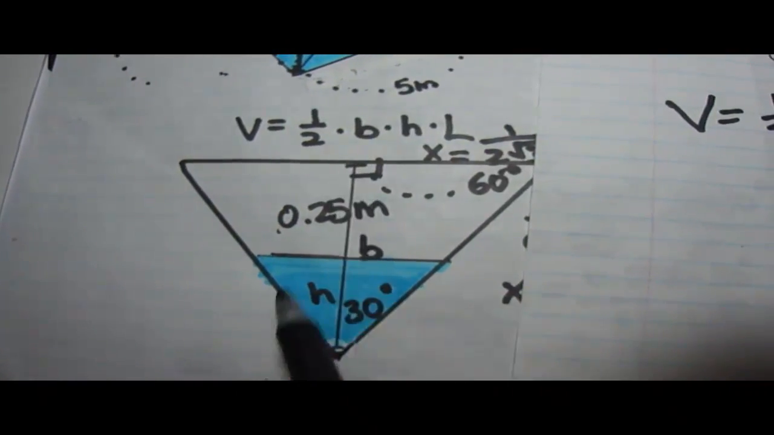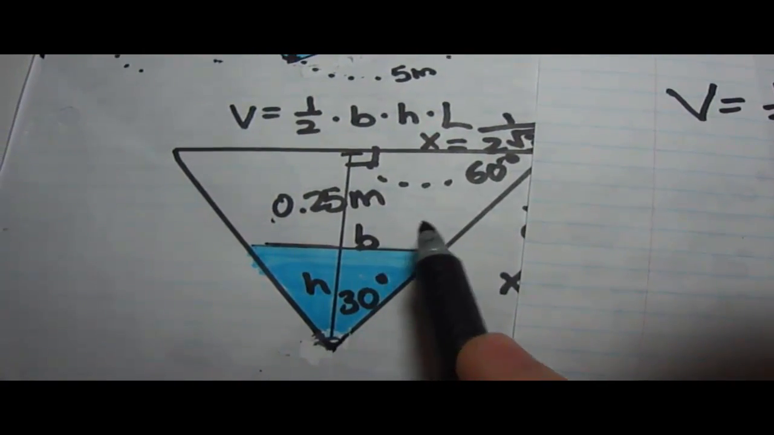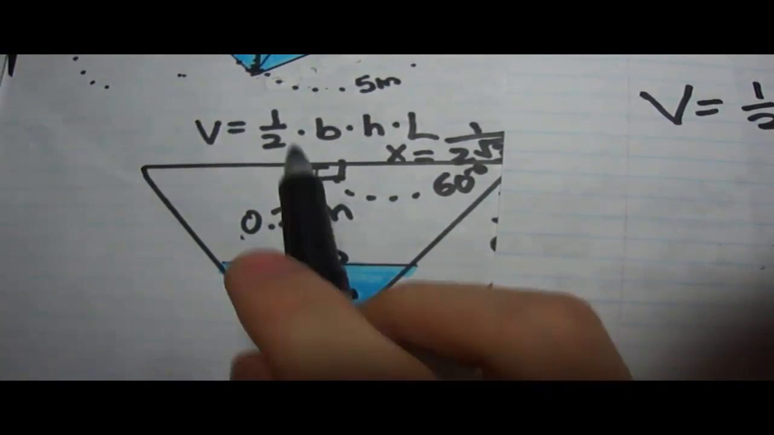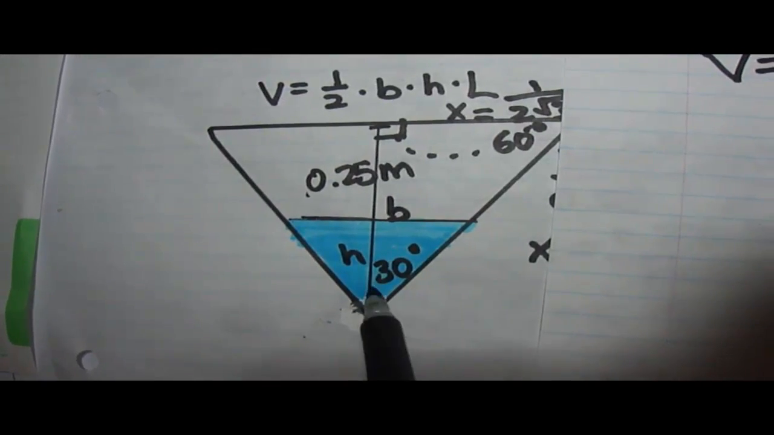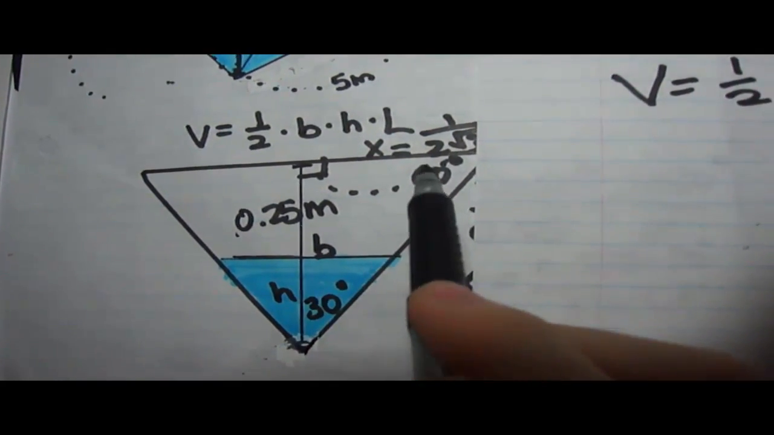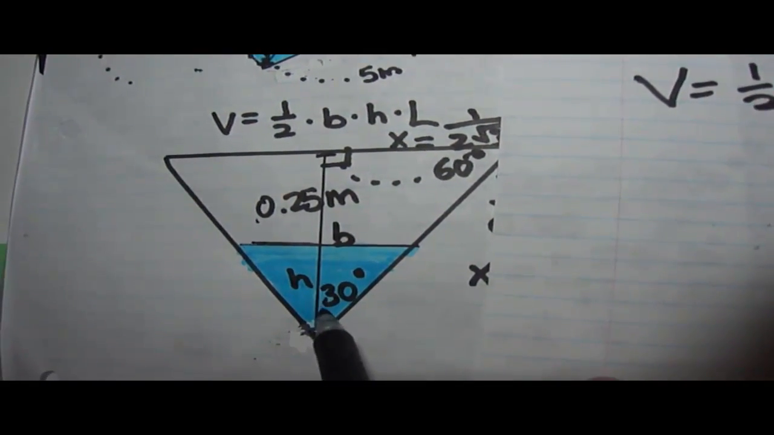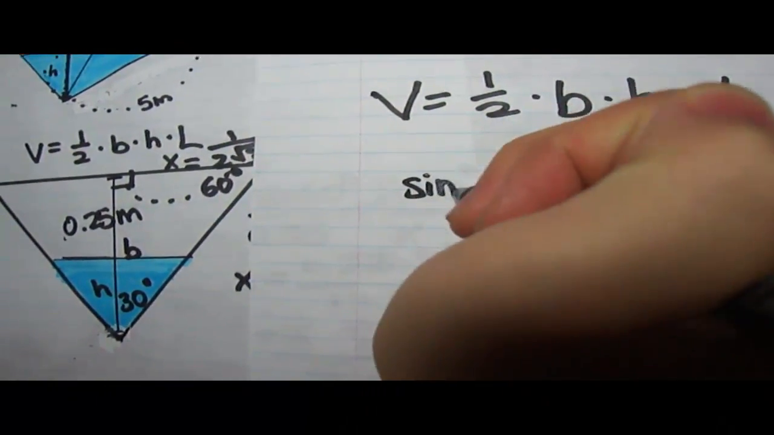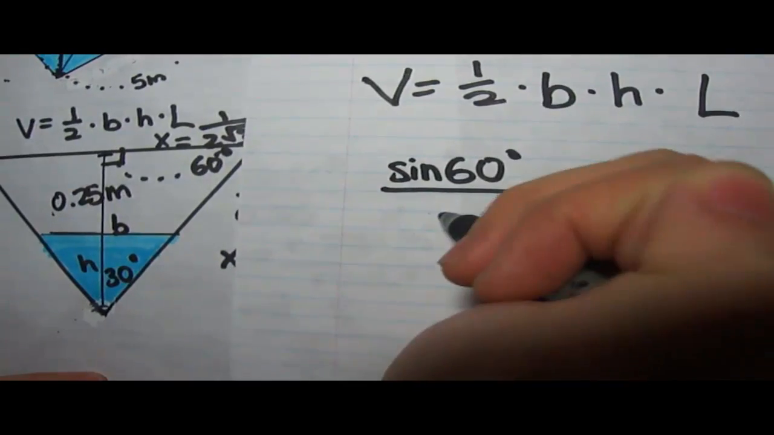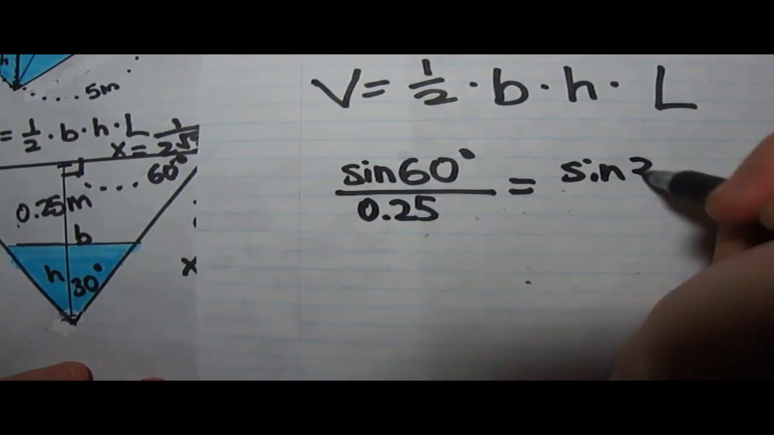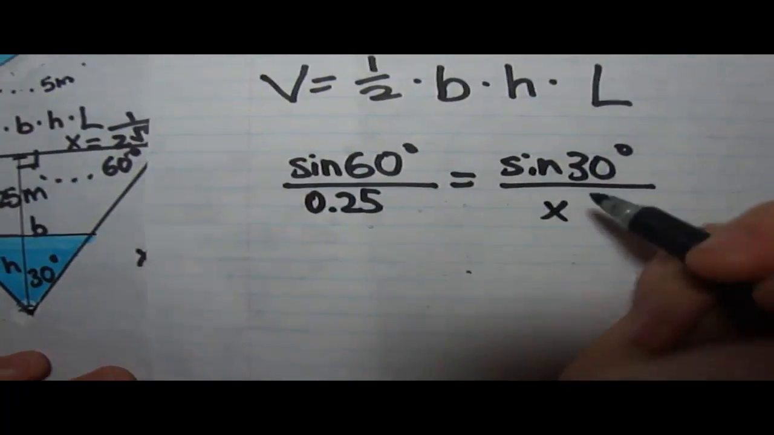So we know that this whole height of the trough is 0.25 meters and this is 60 degrees because this is an equilateral triangle, and because we cut this in half, that's a 90 degree angle and that becomes 30 degrees. So 90 minus 60 is 30. So now we have an angle and the opposite side and an angle and the unknown side, so we can find this length by using the sine law. So now we're going to solve sine 60 degrees over 0.25 equals sine 30 degrees over x.